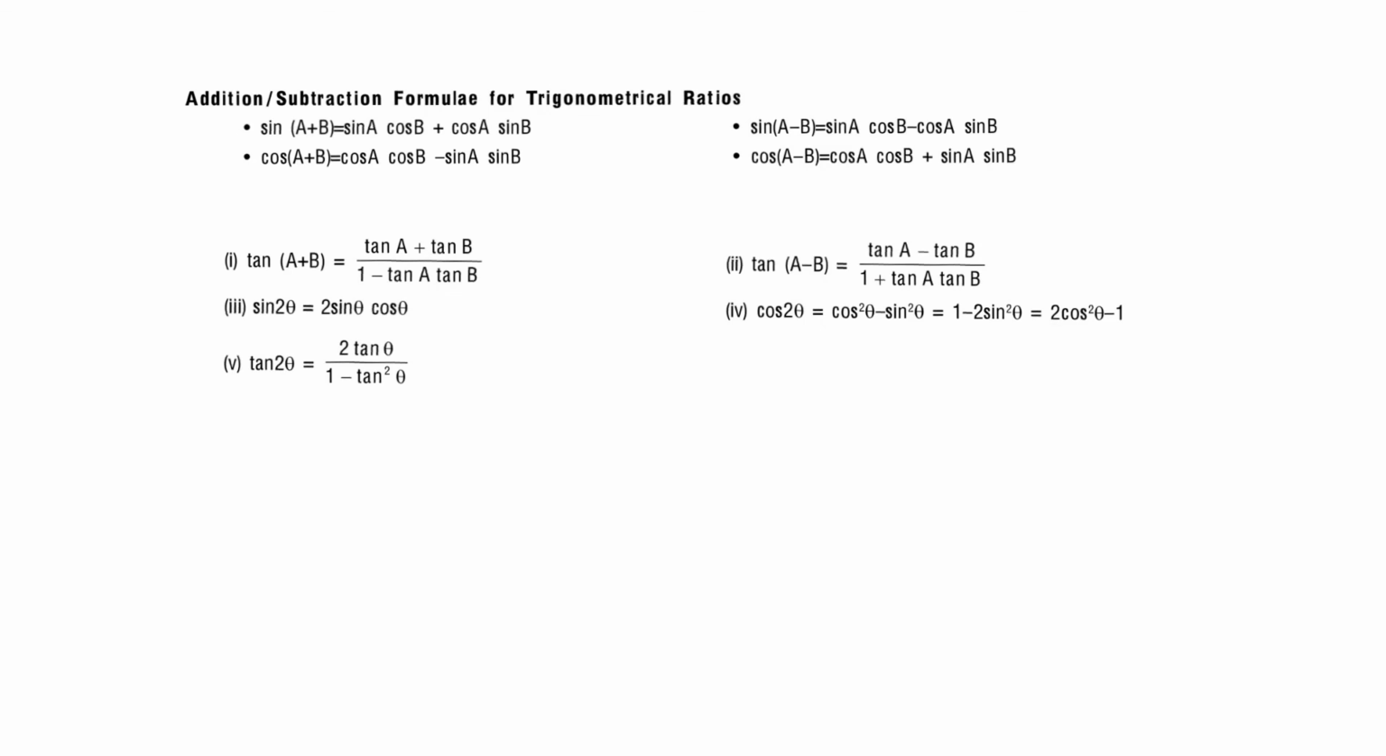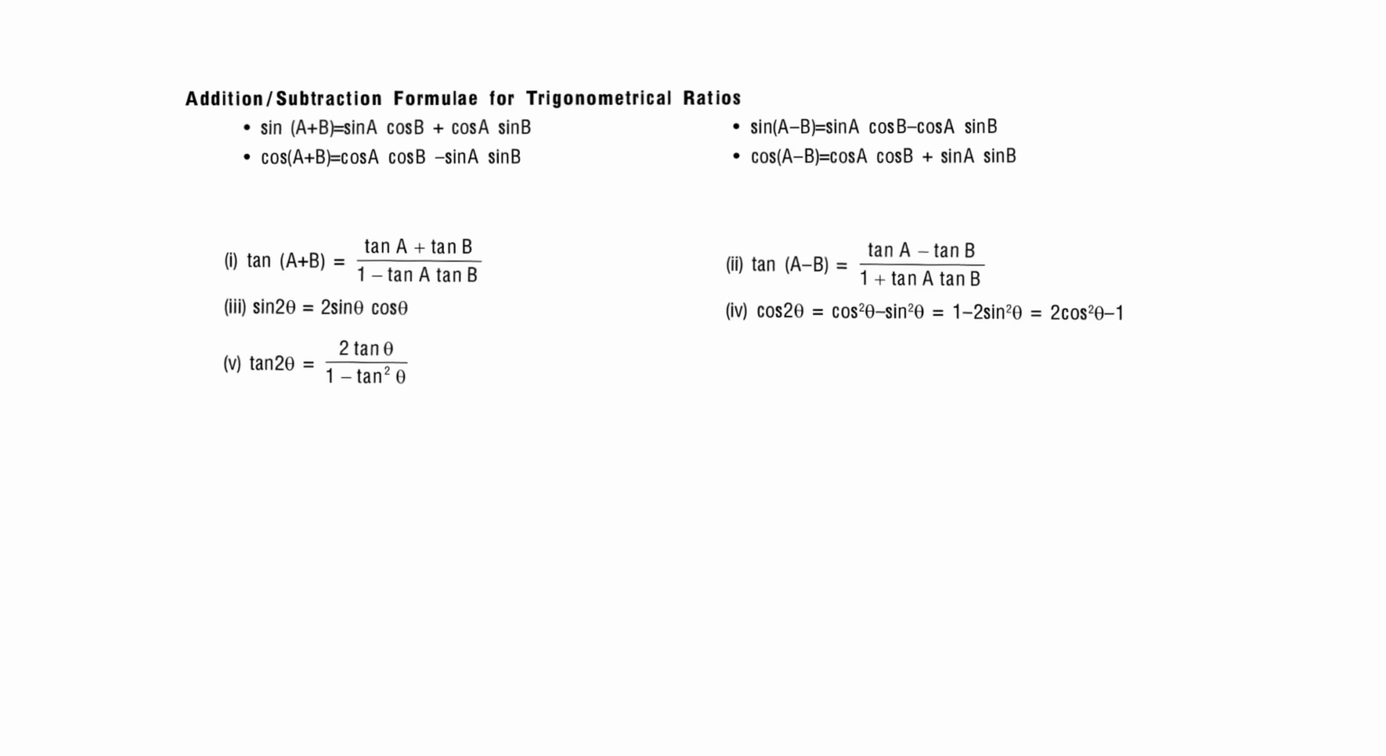Along with this, it is better to remember these basic equations: sine a plus b is sine a cos b plus cos a sine b, and sine a minus b is sine a cos b minus cos a sine b, and cos a plus b is cos a cos b minus sine a sine b, and cos a minus b is cos a cos b plus sine a sine b, and tan a plus b is tan a plus tan b divided by 1 minus tan a tan b, and tan a minus b is tan a minus tan b divided by 1 plus tan a tan b.